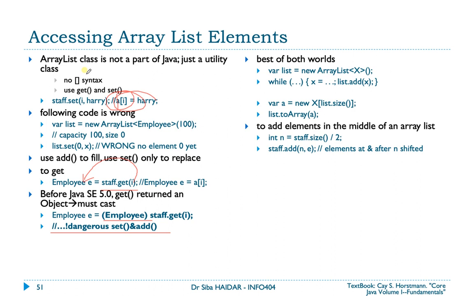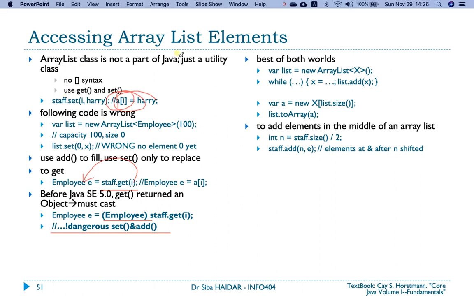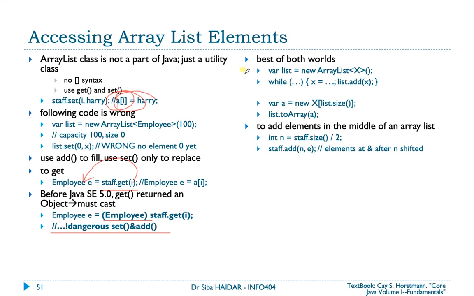So, if you like the array syntax, but you want to get the capabilities of the array list, you can get the best of both worlds. When you fill your array, you fill it inside an array list, and then you convert it into a simple array in order to access the elements quickly. So you do the following. You declare an array list of type whatever, let's say capital X, and you do the filling using the add method of the array list. The array list will expand its size gradually as needed.